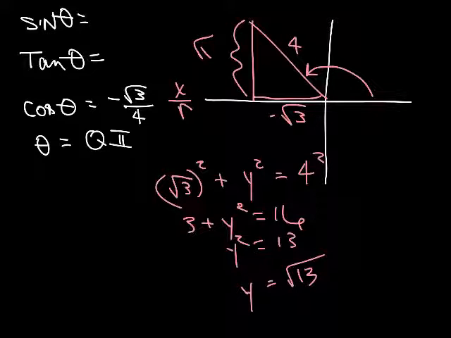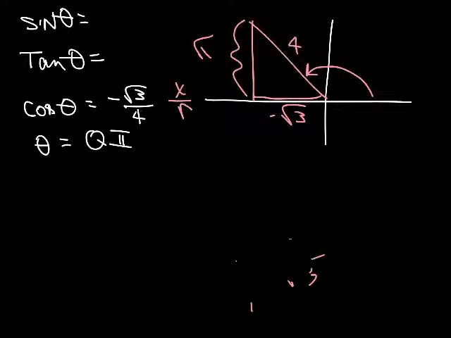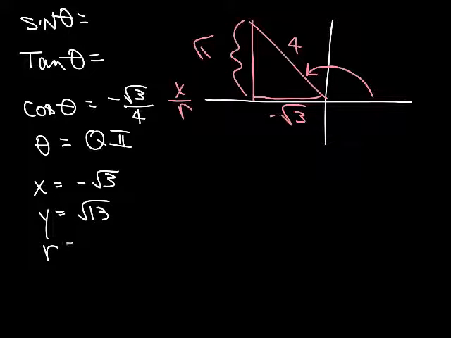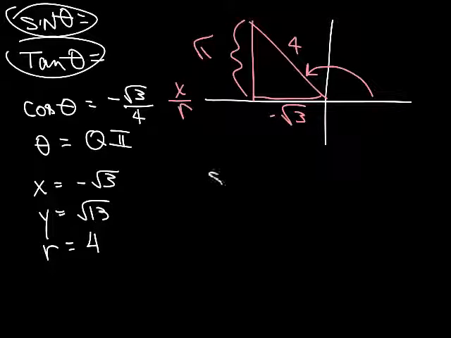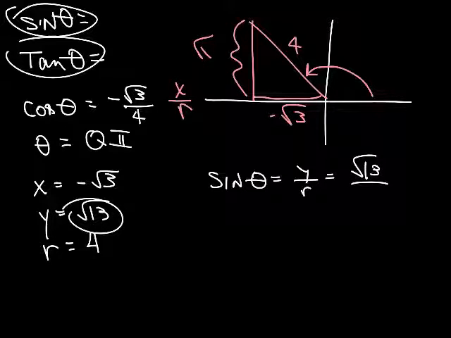Alright, so that gives me my y value. So what I have right now is, let's get rid of all of this stuff here now that I figured out what my y value is. So what I have is I've got x is equal to negative square root of 3. Y is equal to square root of 13. And r equals 4. Well, what are they asking me to find? They're asking me to find the sine and the tangent. Well, I know the sine of theta equals y over r. Well, I've got a y here, square root of 13, and my r is 4. So there's my sine of theta.